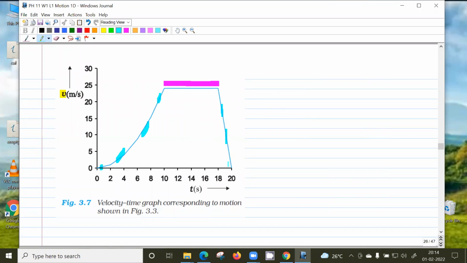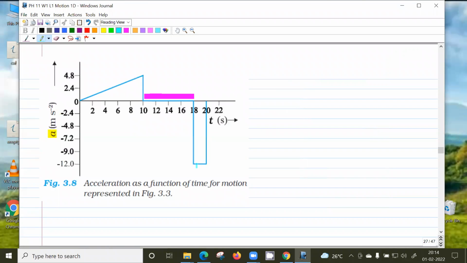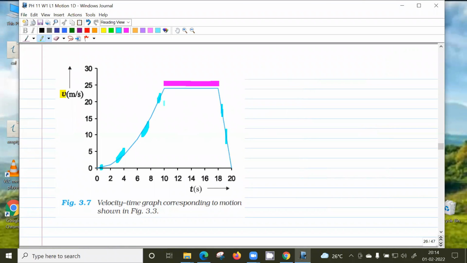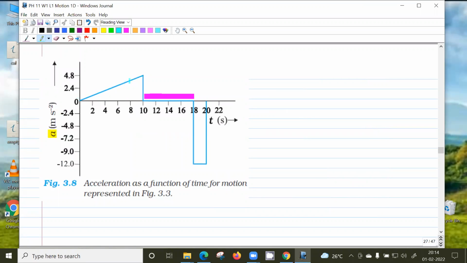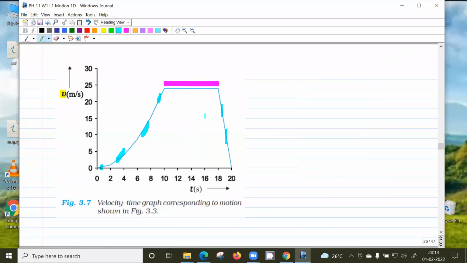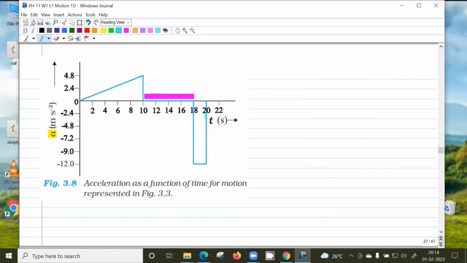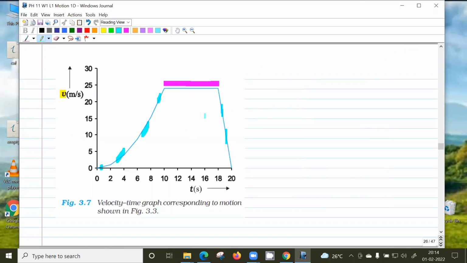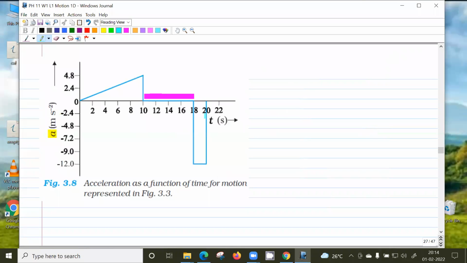So here is a constant negative slope, some constant negative value. And here it is positive, but it's not constant. So acceleration is not constant, but it's positive and it's increasing. So from the XT curve, we can draw the VT curve and the AT curve. First get the VT curve, and after that you can get the acceleration time curve.